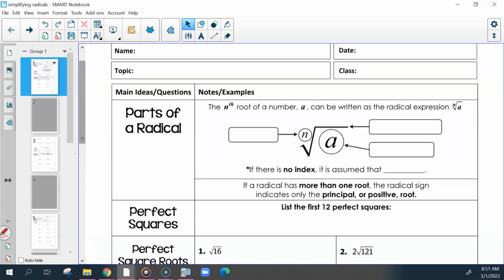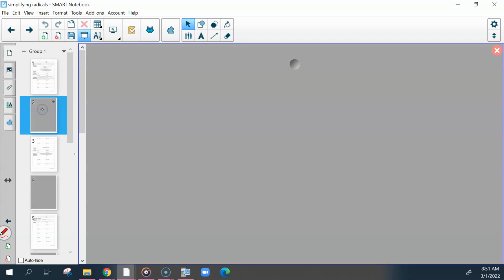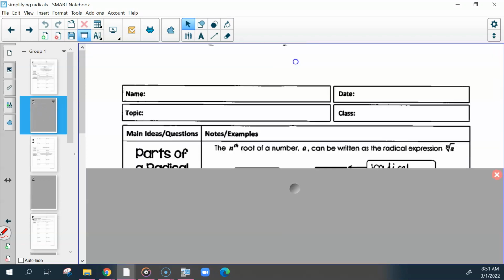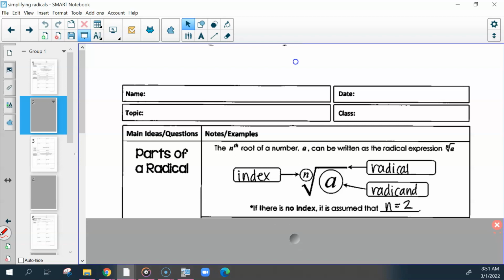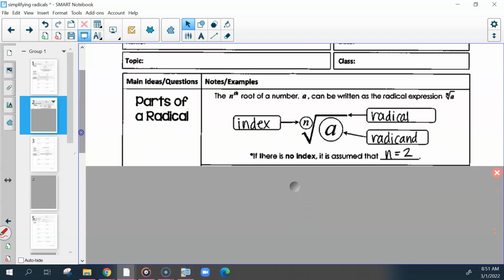Alright, so everyone should have these notes in front of them. And we are going to start these notes today. I'm going to pull this down so you can see what these are. Honestly, I don't remember. Okay. So these are just some vocabulary.